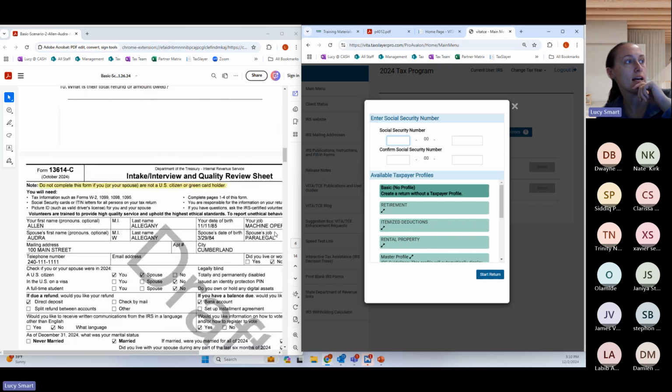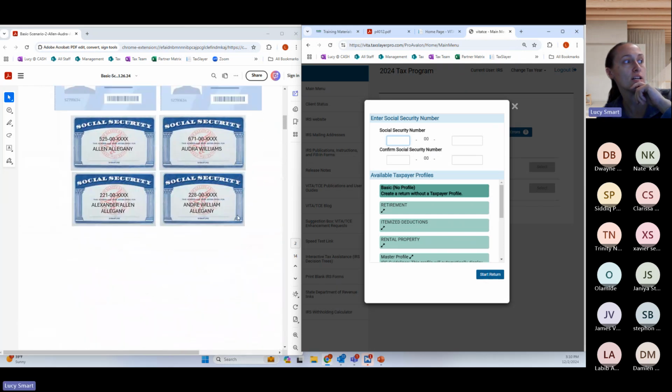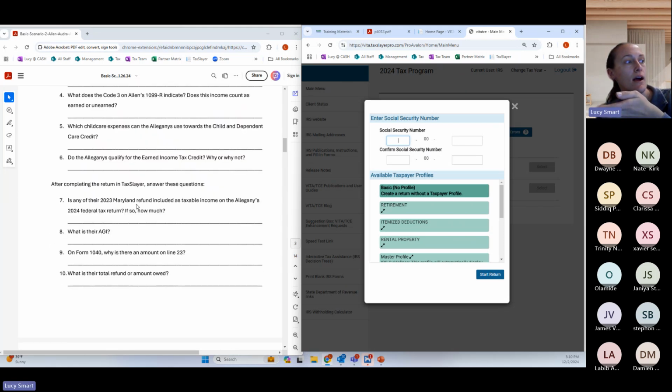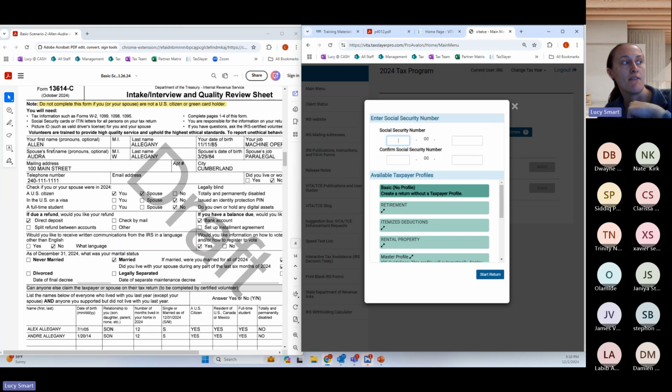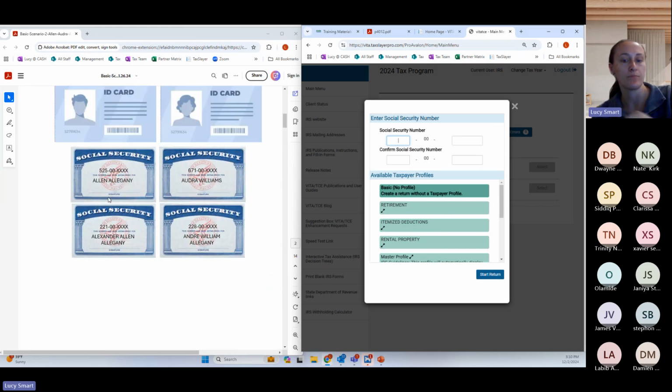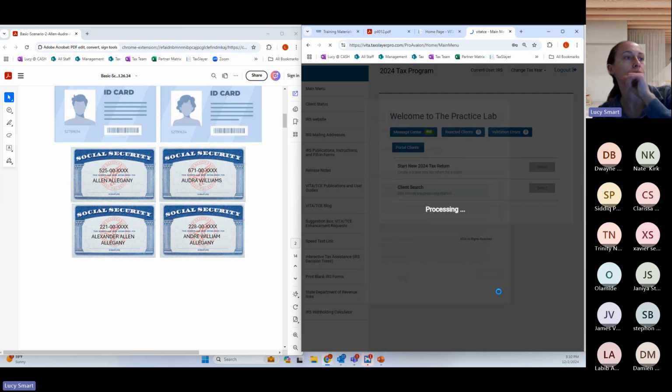So let's go ahead and find the social security card. Either of the taxpayer or spouse, like either one can be that. Usually you just do it based off how they filled it out, and they filled out Alan first. So we'll put him as the primary taxpayer. Enter his social security number. Remember, the XXX means you can put any numbers you want at the end, since this is just practice. And then we'll go ahead and start return.